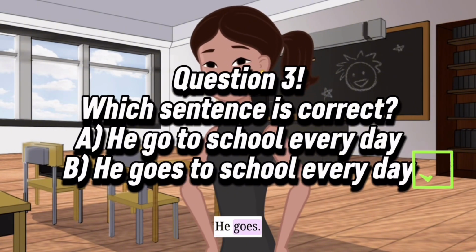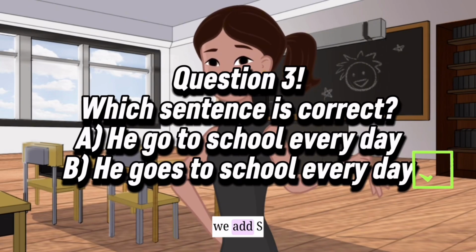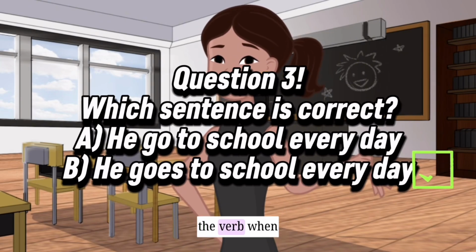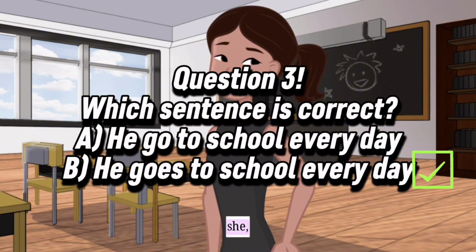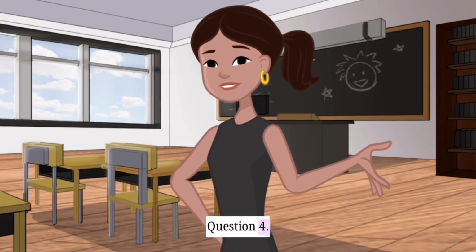B. He goes. In simple present tense, we add s or es to the verb when the subject is he, she, or it. Question 4.